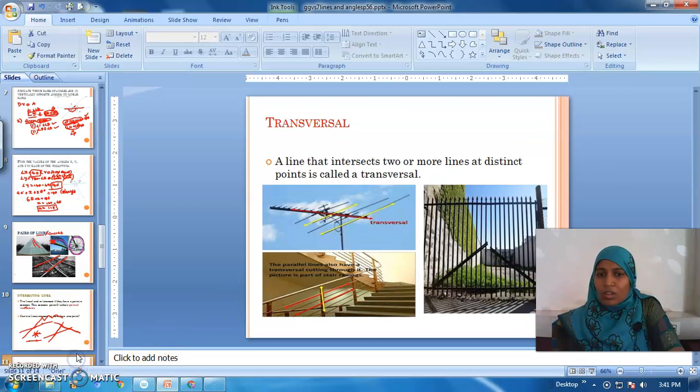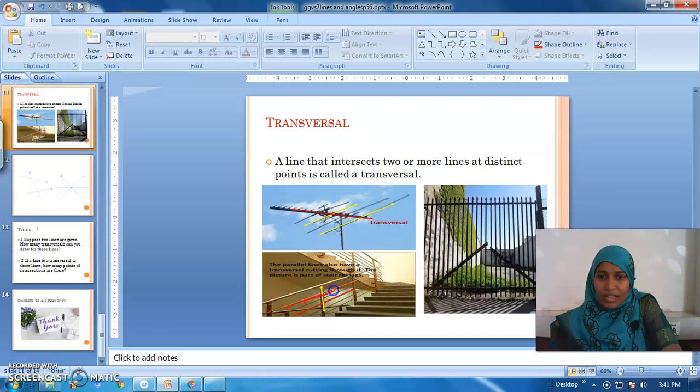So, the next concept that we are going to talk about is the transversal. A line that intersects 2 or more lines at distinct points is called a transversal. See here, we have so many lines. Do these lines meet any other lines? Let me consider this diagram. This red line meets the yellow line at only 1 point. Again, this red line meets the yellow line at only 1 point. But this yellow line meets all the other lines. So, this line is meeting with many lines.